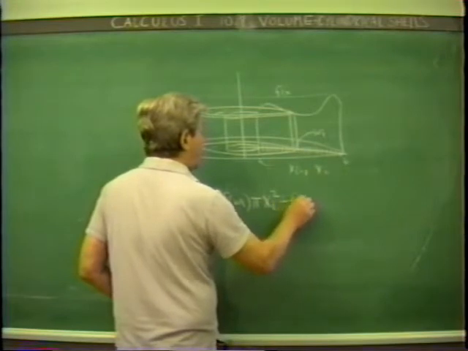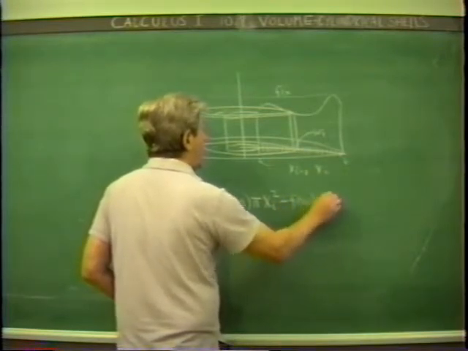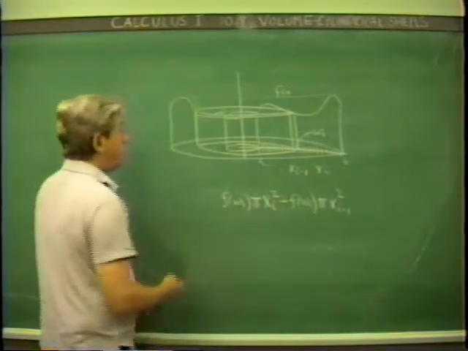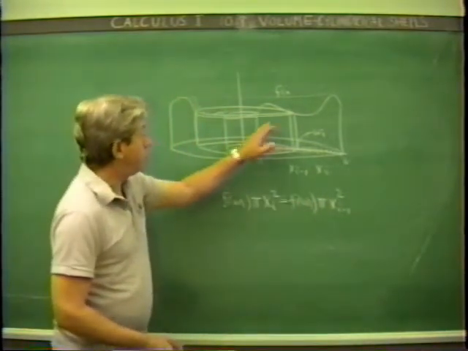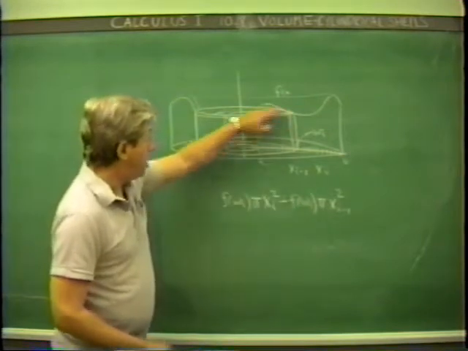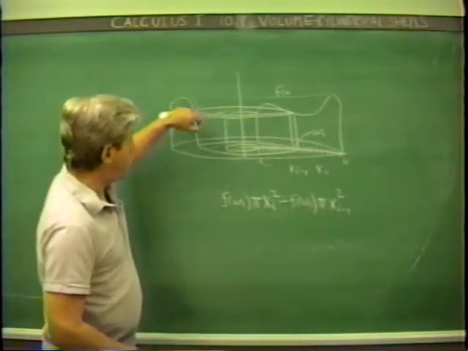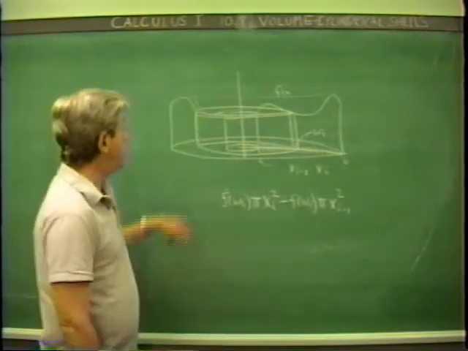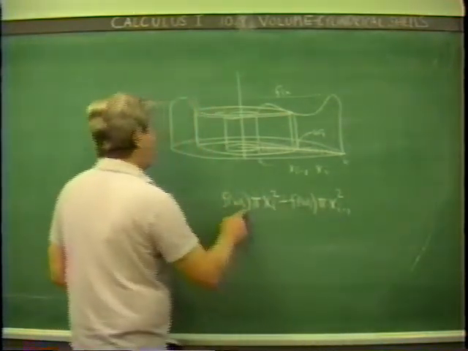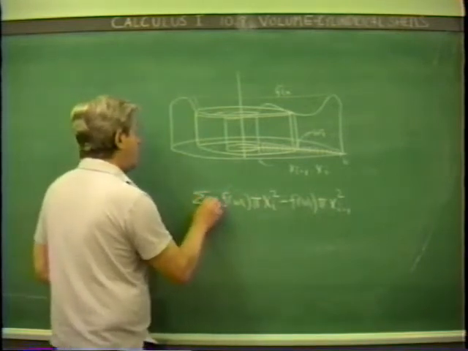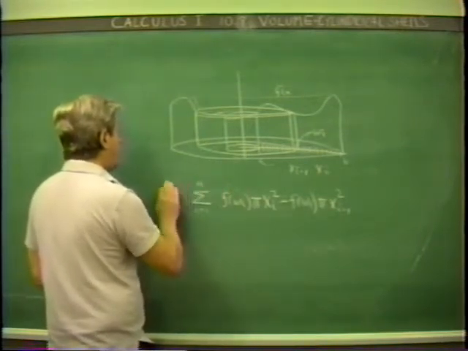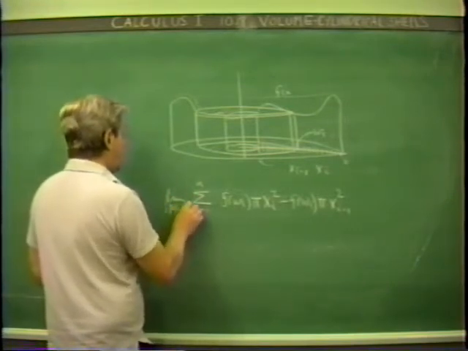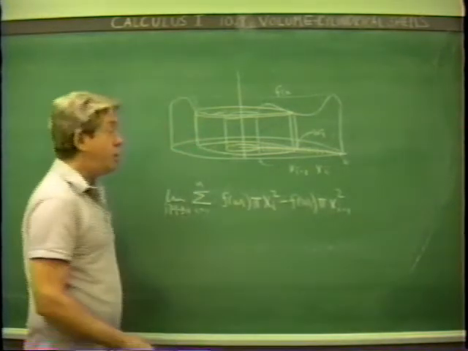And minus then f of wi times pi xi minus 1 squared. This is the volume of the inside, so the inside of the cylinder, the inside of the shell, the cylinder that makes up the removed part of the shell. This is the volume of the outside cylinder, and so this is the volume of the shell. Well, if we wanted to approximate the volume, we would add this up, i equals 1 through n, and take the limit as the norm of the partition goes to 0.